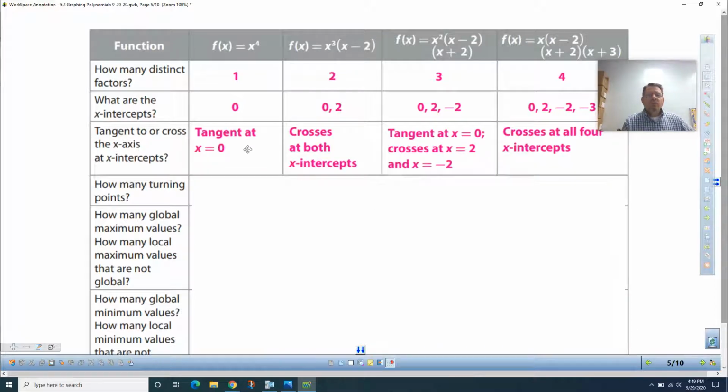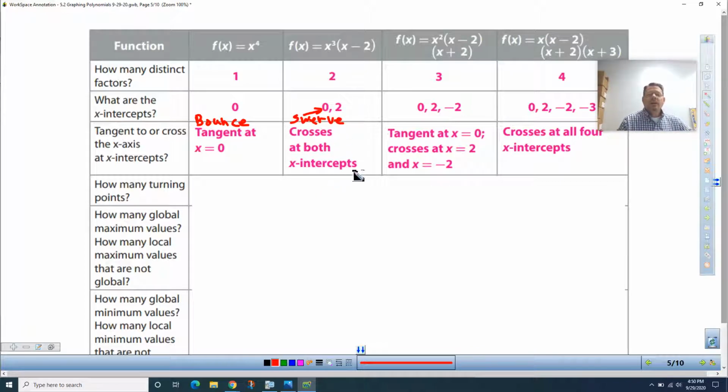Okay. Well, see here, this is x to the fourth. It says tangent. So remember, what kind of words did we use for tangent? We used the word bounce, didn't we? Tangent's the official math term. That's fine. And then x to the third, it says crosses at both ones. But guess what? What's going to happen here? That is going to be a swerve. It's not only going to cross, but it's also going to be a swerve at the 0.